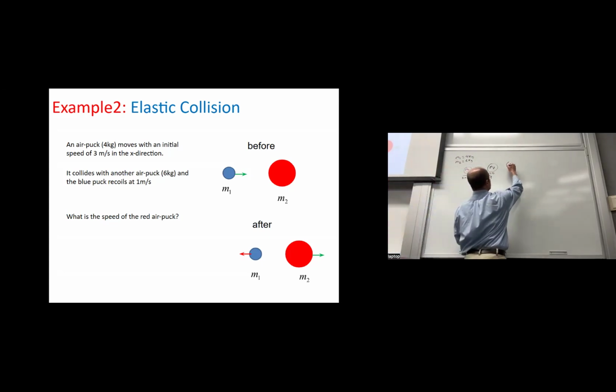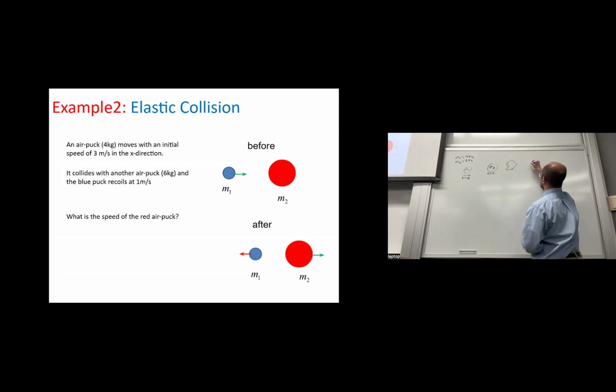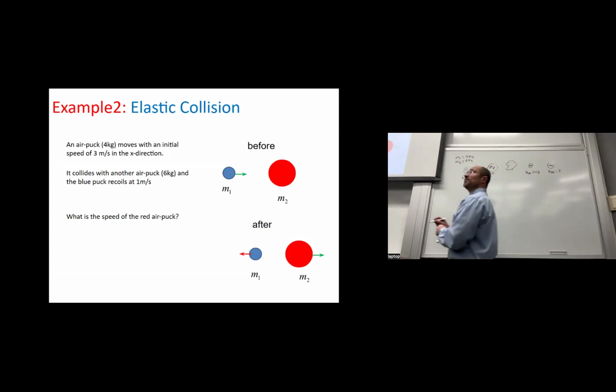Now, there's the collision event, and after the collision, they tell us M1 is moving, and V1 after is 1 meter per second. M2 is moving, so V2 after is question mark, because that is what they're asking us to find. Now I'm going to say that this way is positive and this way is negative to establish my coordinates.